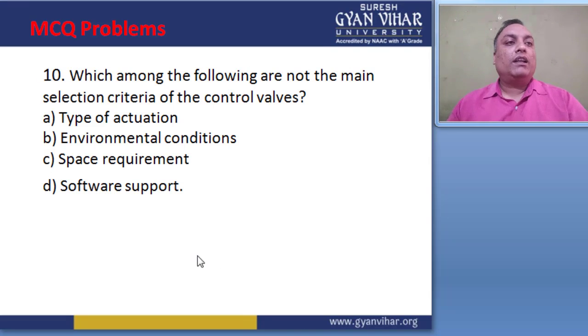This is the last question. Which among the following is not a main selection criterion of the control valve? These are the type of actuation, environmental condition, space requirement, and software support. So D option is the right answer. Software support is the right answer for this question.